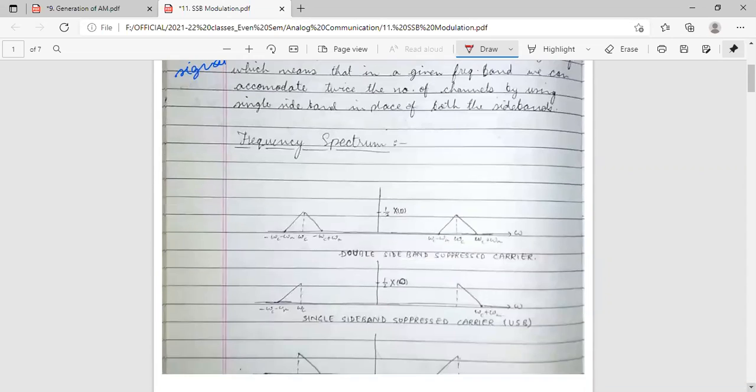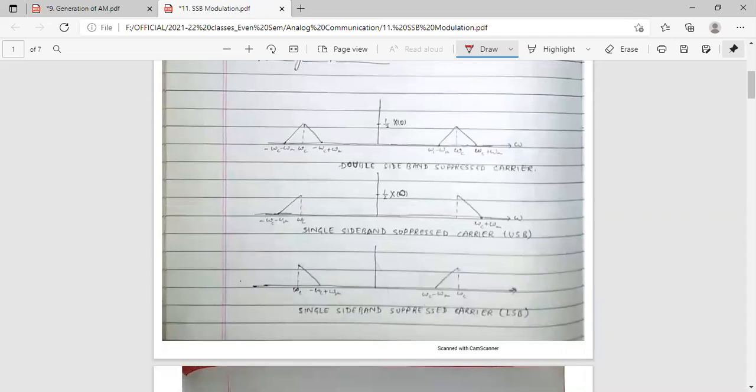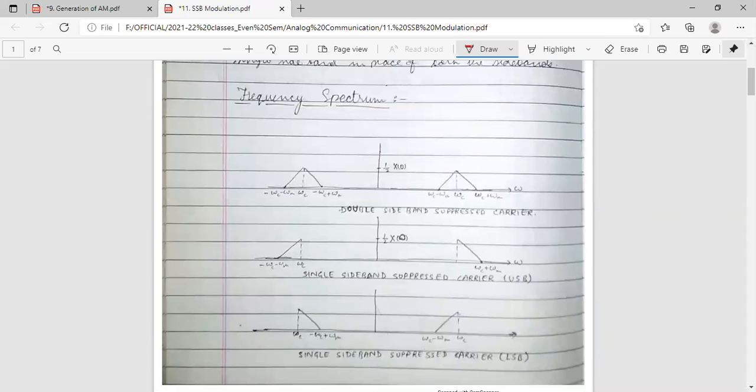So we can see this picture. From this picture, it is very much clear that the bandwidth will be reduced. So this is the frequency spectrum. This picture is for double sideband suppressed carrier. So when the carrier is also suppressed, in that case, we will have both the two sidebands, the upper sideband and the lower sideband. So this is the upper sideband and this is the lower sideband on the positive side, as well as here, it is the lower sideband and it is the upper sideband.